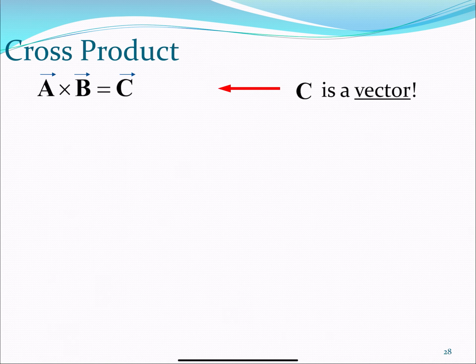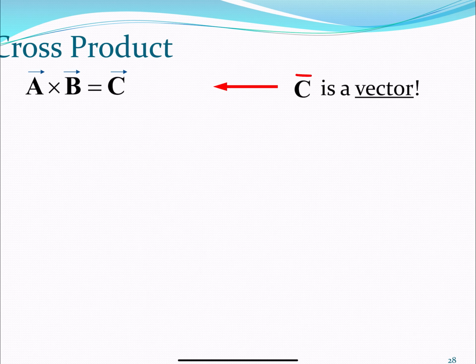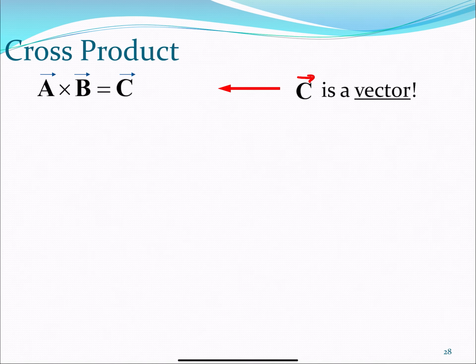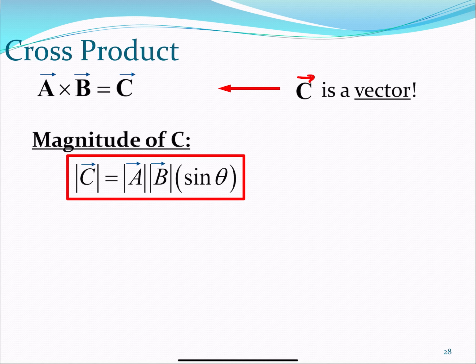So A cross B gives us a vector. C is a vector, such that in this case the magnitude of C is given by the magnitude of A times the magnitude of B times the sine of theta, the sine of the angle that these two vectors make.